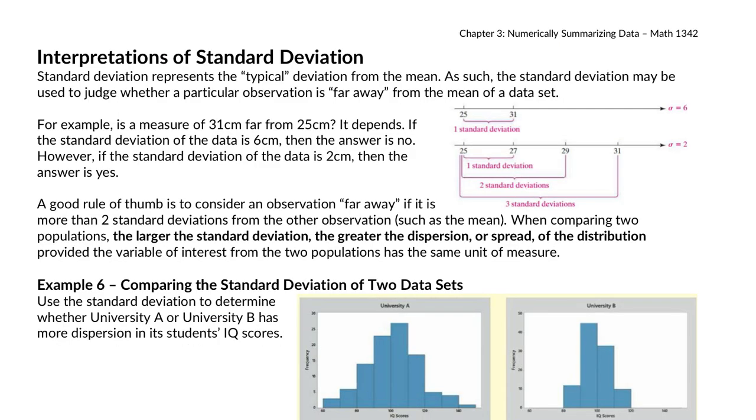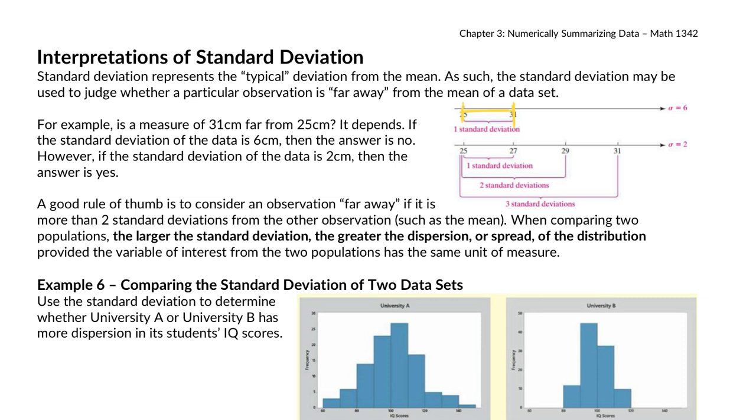Now, what have we found when we found standard deviation? Great question. Standard deviation, remember, represents the typical deviation from the mean. As such, the standard deviation may be used to judge whether a particular observation is far away from the mean of the data set. So for example, is a measure of 31 centimeters far from 25 centimeters? It depends on how you're measuring this. Here's our mean, 25, and here's 31. They're not that far if our standard deviation is 6 centimeters, because it's only one standard deviation away.